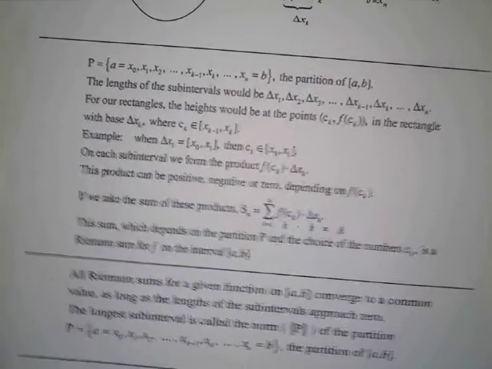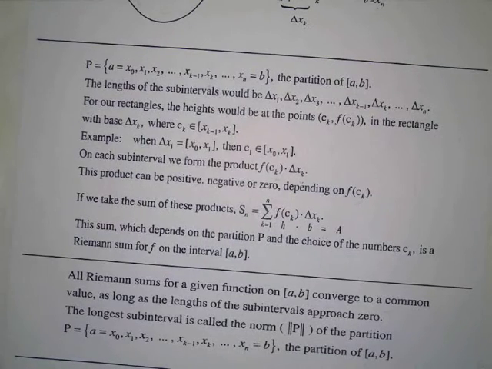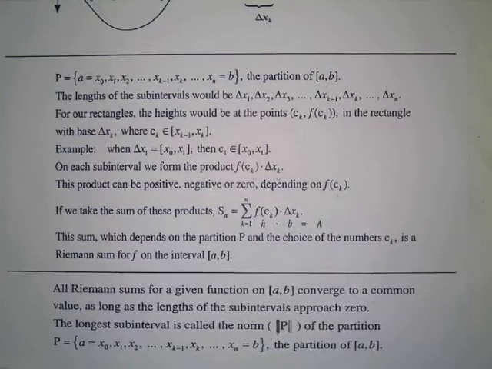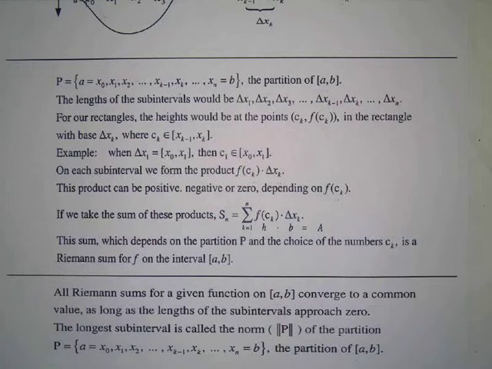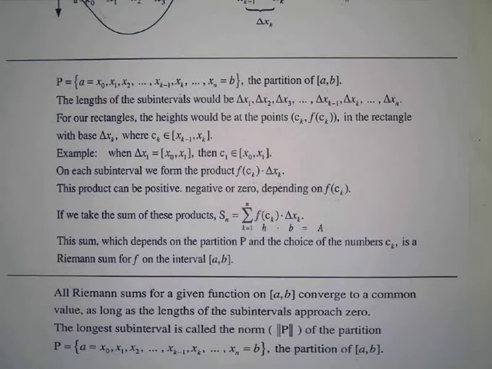When we were doing our RRAM and LRAM and midpoint RAM, just for the sake of calculation, to make it a little bit easier, we're using the same length of subinterval, but they don't have to be. But the main idea is the longest subinterval is called the norm of the partition of this particular partition that we use to divide this interval up into these subintervals.